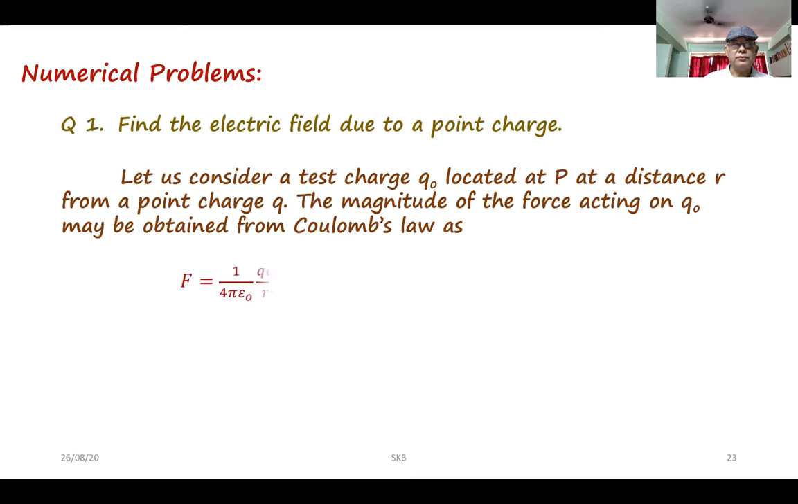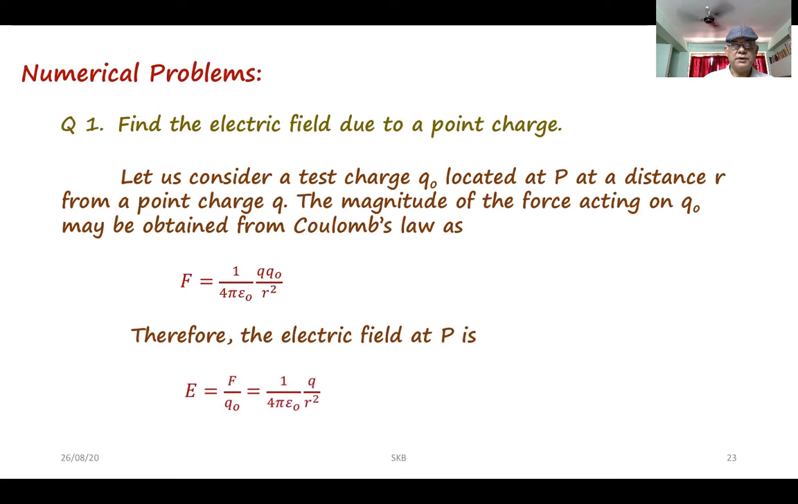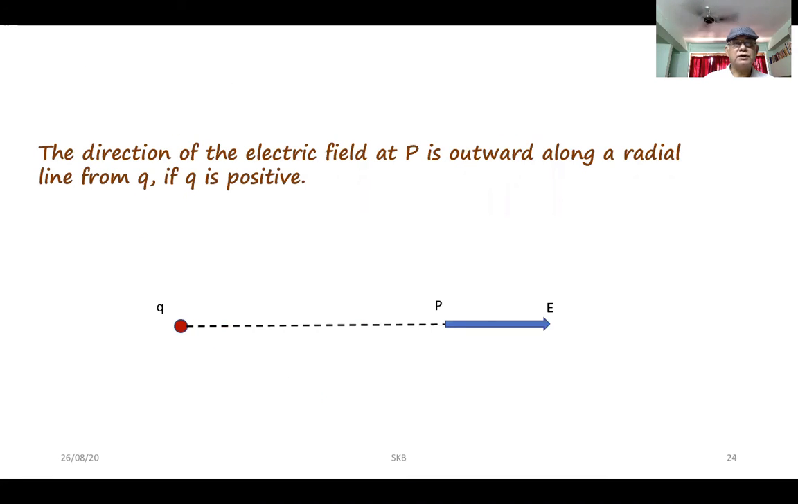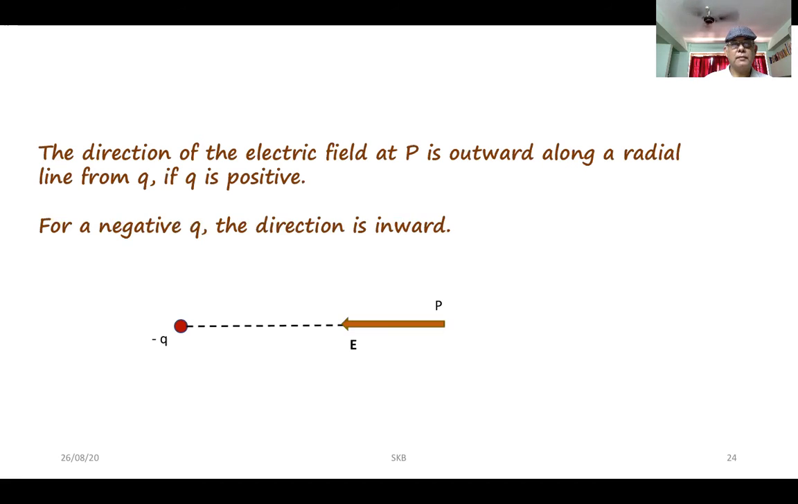force F equal to 1 by 4 pi epsilon naught multiplied by Q Q0 divided by R squared. Therefore, the electric field at P is capital E equal to force by Q0, equal to 1 by 4 pi epsilon naught Q by R squared. The direction of the electric field at P is outward along the radial line from Q if Q is positive. For a negative Q, the direction is inward.